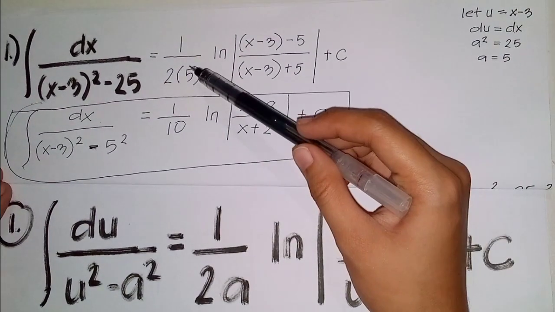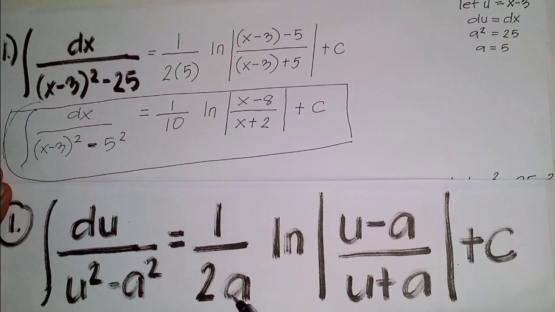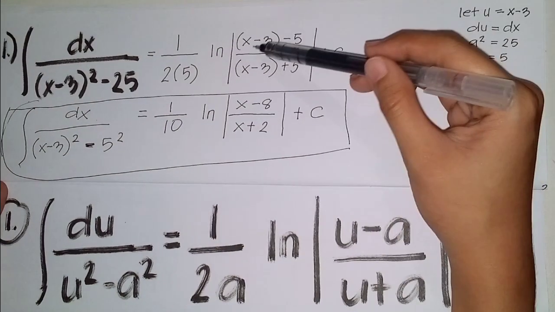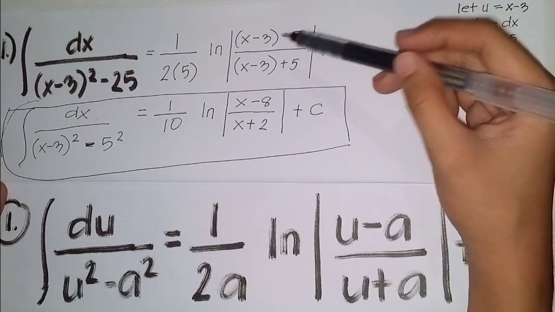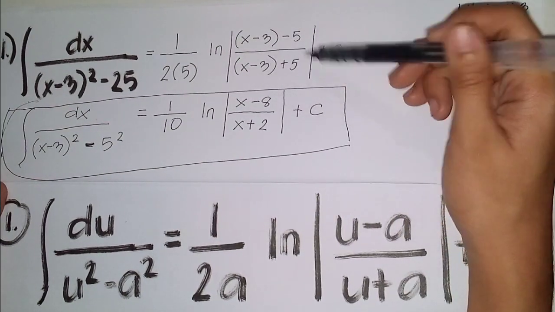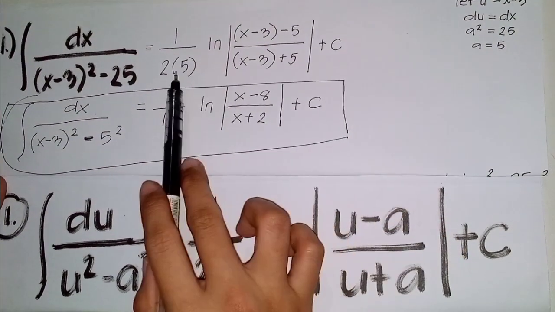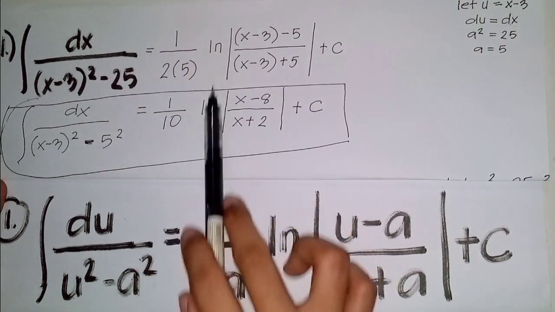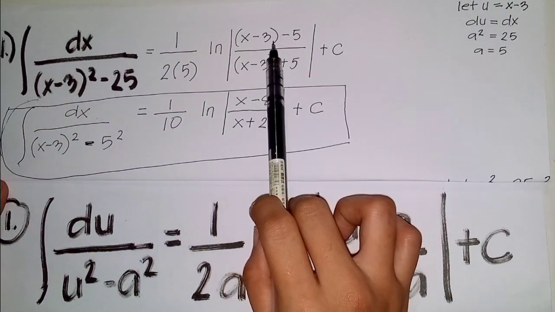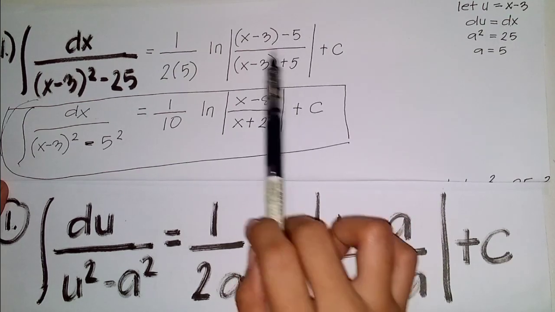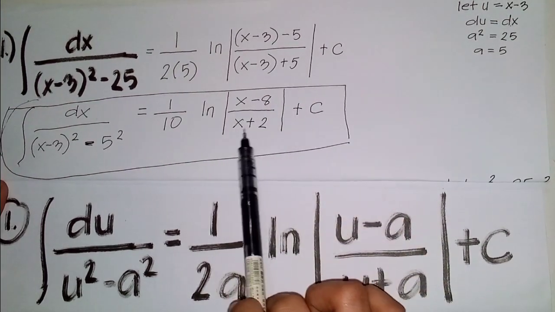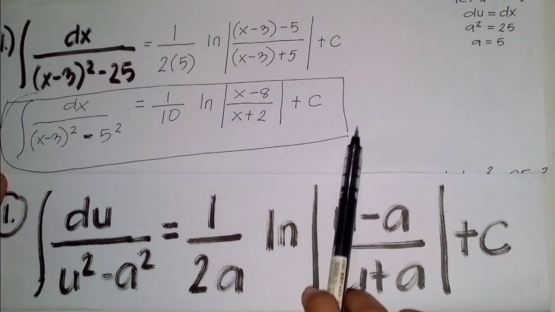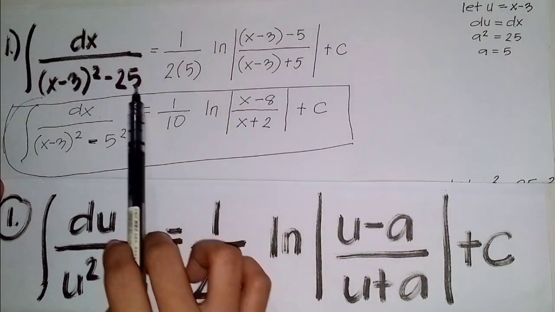So now, we're going to follow this. So 1 over 2, our a is 5, so 1 over 2 times 5. And then ln, our u is x minus 3 minus 5, and then over x minus 3 plus 5, copy c. So now, we're going to simplify this. So 1 over 2 times 5 is equal to 1 over 10. Then ln, and then x minus 3 minus 5 is equal to x minus 8 over x minus 3 plus 5 is equal to x plus 2. So that's it. And then copy c. So now this is our final result. That's how we are going to evaluate this integral.